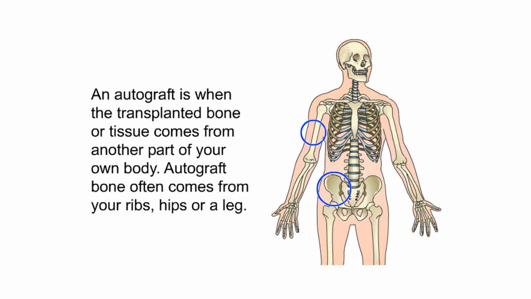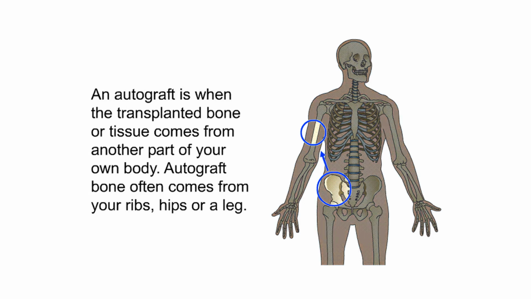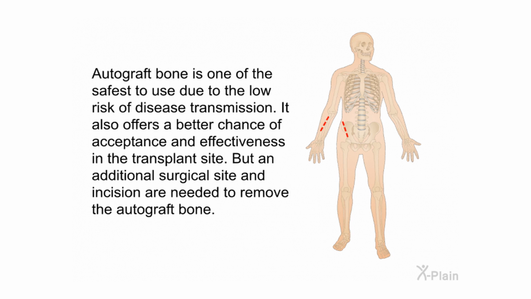An autograft is when the transplanted bone or tissue comes from another part of your own body. Autograft bone often comes from your ribs, hips, or a leg. Autograft bone is one of the safest to use due to the low risk of disease transmission. It also offers a better chance of acceptance and effectiveness in the transplant site. But an additional surgical site and incision are needed to remove the autograft bone.